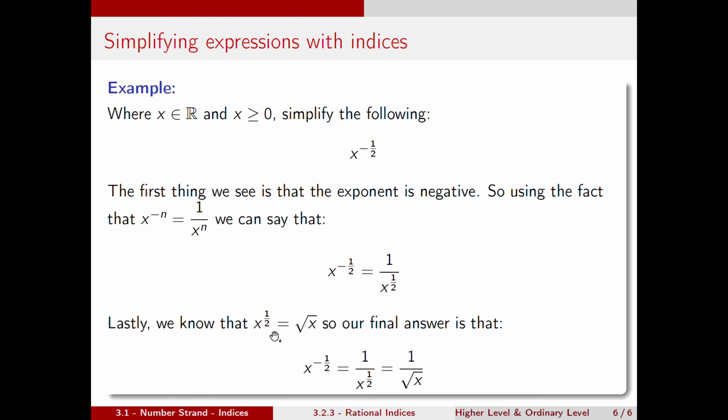Lastly, we know that x to the power of a half is equal to the square root of x, and we saw that that's the two different ways that we can represent this in a previous slide. So the steps that we take to get to our final answer is that x to the power of minus a half can be expressed as 1 over x to the power of a half, where the index is now positive, and x to the power of a half is the square root of x. So we get our final answer of 1 over the square root of x.